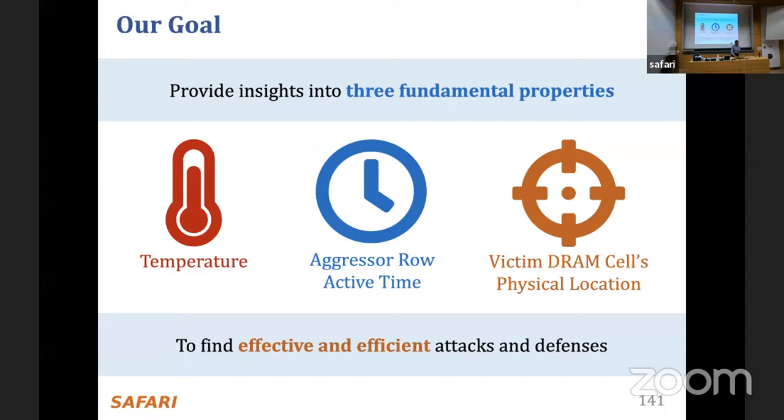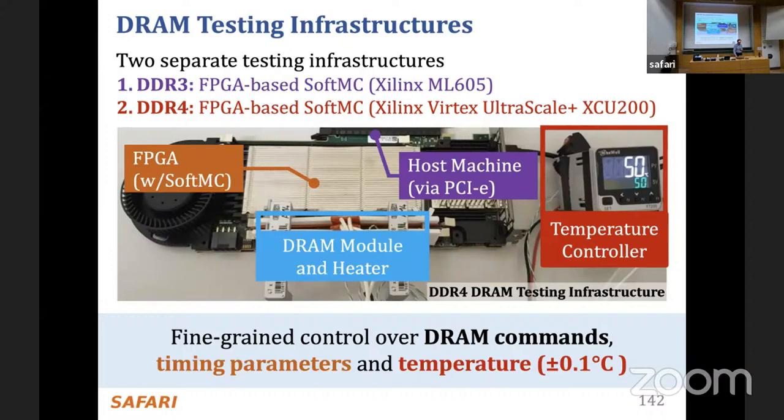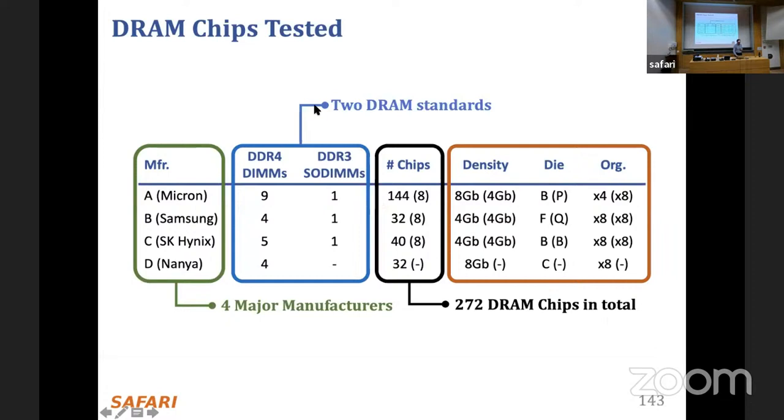So we, again, use our infrastructure to be able to do this. There's a temperature controller, as you can see over here, that can control things well. These studies take a lot of time, so there are fewer chips that are tested. But you can see that there are four manufacturers over here. The fourth major manufacturer is also here, although they have a very small market share.